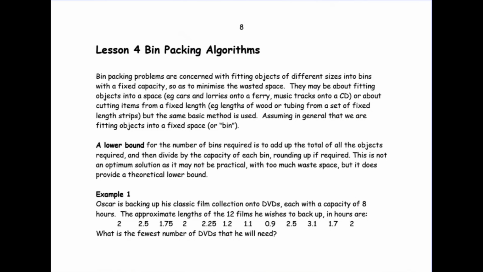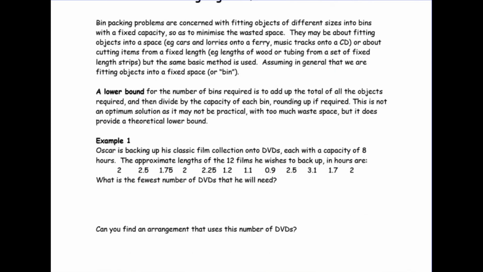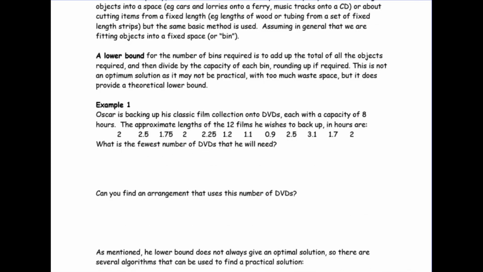One of the things you may be required to find is a lower bound for the number of bins that you can fit your stuff into. All you do to work the lower bound out is you add up your total amount of stuff that you've got and divide by the total size of the bin.